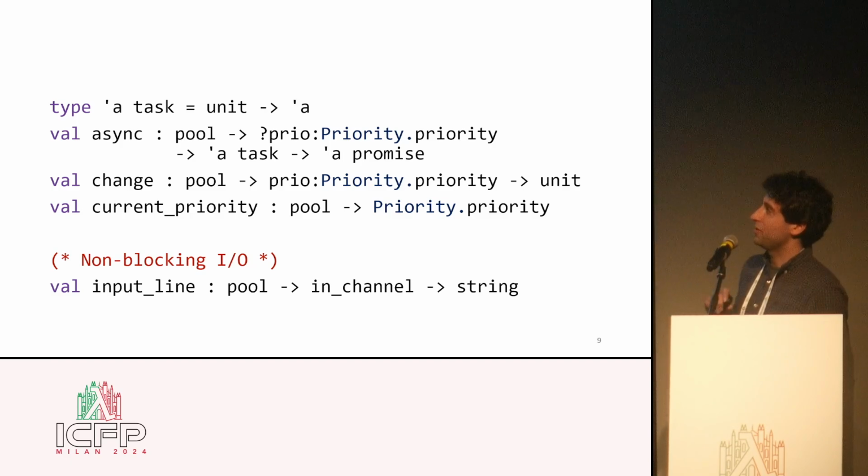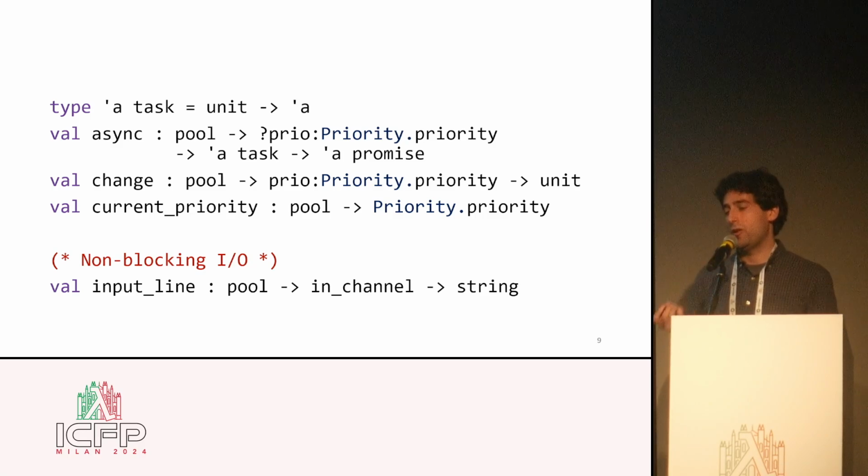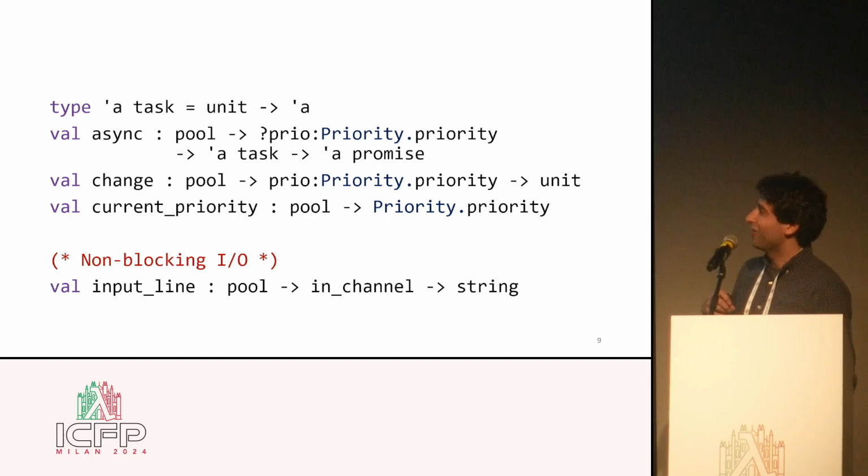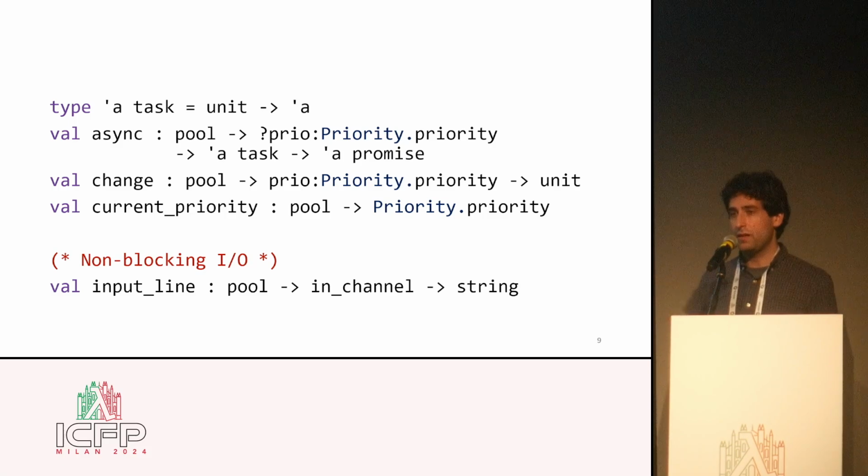Three of these functions will be familiar. A new one is that a thread can change its priority. For that one, the priority is not optional. You can also get your current priority. The await, which takes a promise and waits on it, is totally unchanged. So the way you await on an async thread, you just do that exactly the same way.